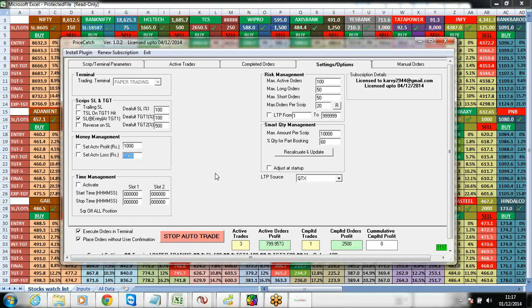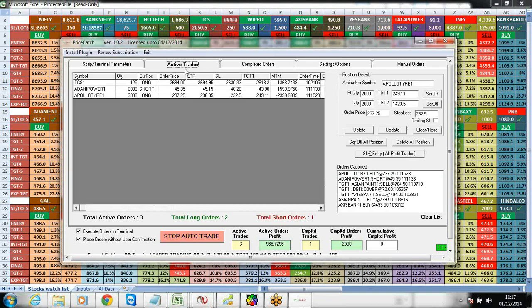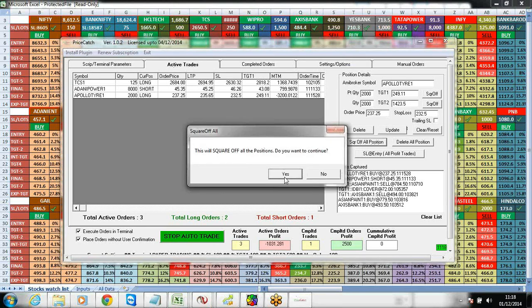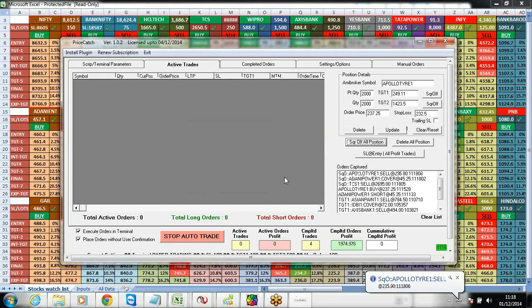And if you are doing double lots, then you can book partial profits also. You can book partial profits on one lot, and then let the other trade go on till you get the maximum out of it. So that is another way of doing it. And you have a position where you can square off all the trades at a single click. If I just click this, I'll show it to you. It will ask you, do you want to square off all the positions? I'll just say yes. There it goes. All the calls are squared off.